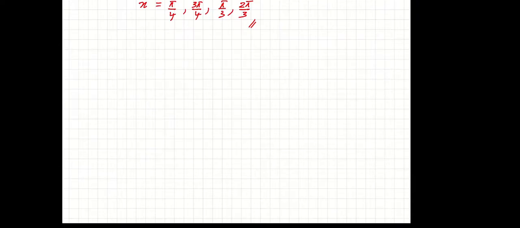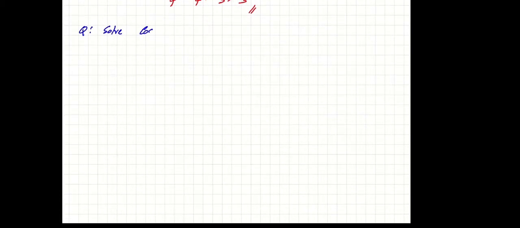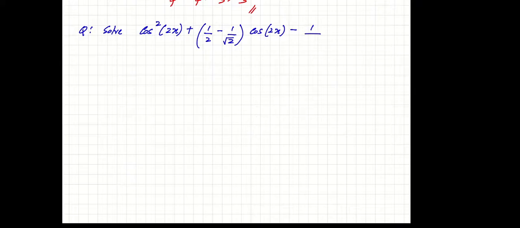So I will make life a little easier and try this question. Solve cos squared 2x plus 1 divided by 2 minus 1 divided by square root 2, times cos 2x, minus 1 divided by 2 square root 2 is equal to 0. X is from 0 to 2 pi. Okay, try that.